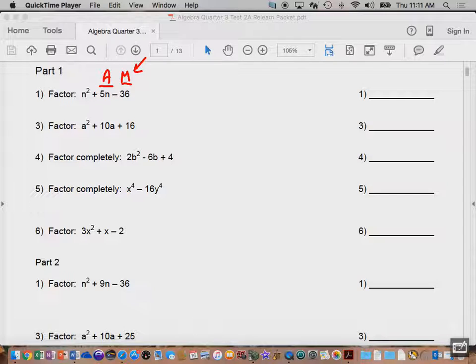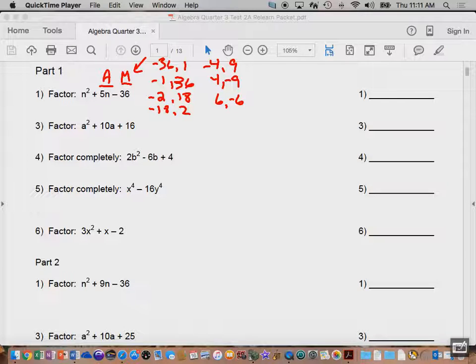So how can I possibly multiply out to equal negative 36? Well, there's negative 36 and 1. There's negative 1 and 36. There's 2 and negative 18. There is negative 2 and 18. There's negative 4 and 9. There's 4 and negative 9. And then there's 6 and negative 6 and the other combination therein.